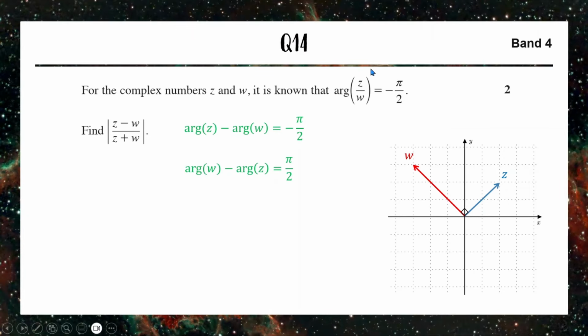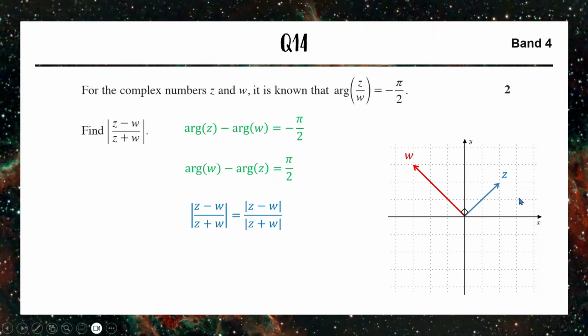The question wants us to interpret this information here as z and w being two vectors with a difference of 90 degrees in rotation. Now once you've got that, we can go to what we're actually trying to find, which is the magnitude of z minus w over z plus w, or modulus, I guess you could call that. Now, when you have the modulus of a fraction like this, if it's easier, you can split it up into two separate moduli. So we have mod z minus w over the modulus, or length, of z plus w.